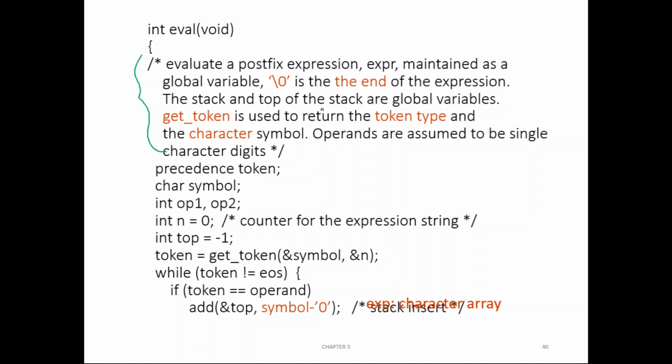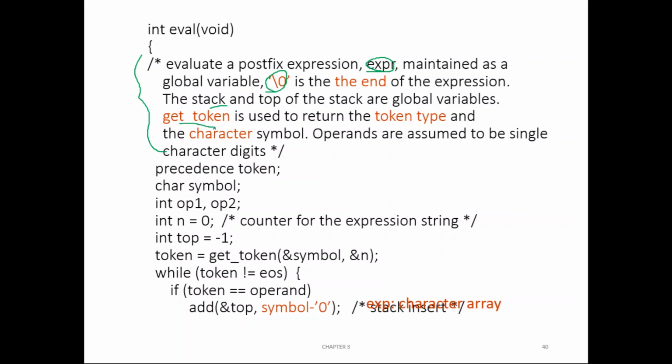The expression, we are assuming that it is available in the string expr, and that string is terminated by the null character. That is, the last character will be \0. The stack and top of the stack, all these are global variables. That is, they are declared before the main function.